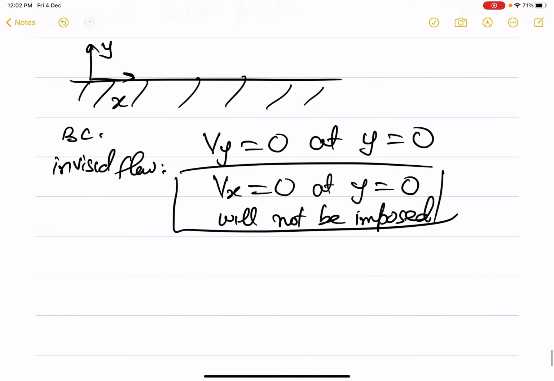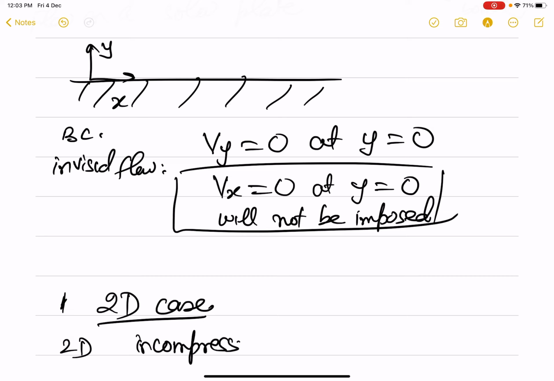So this is what we have seen for irrotational flows. In the next class, we will look at these flows for the two-dimensional case, and we will see some very interesting effects. So in the next class, we will look at 2D incompressible irrotational flows. So this is what will be done in the next class. Thank you.